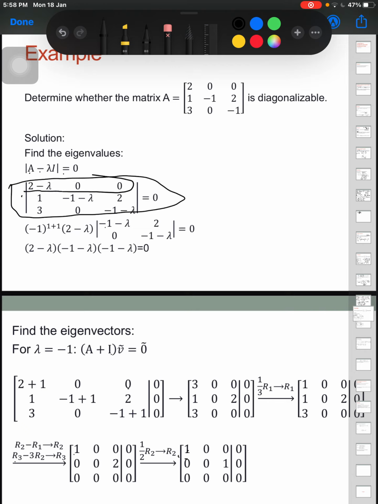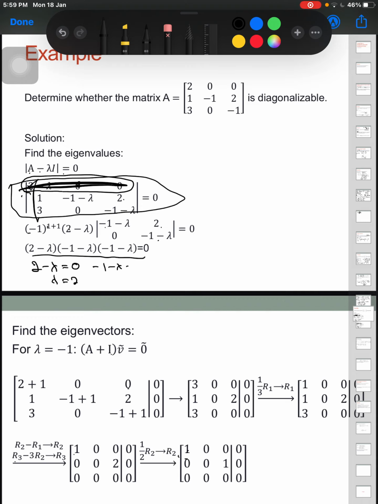Okay, so I'm using cofactor expansion along the first row. So negative 1 power of 1 plus 1, 2 minus lambda, determinant of negative 1 minus lambda, 2, 0, negative 1 minus lambda. The next one is 0 and 0, so no need to calculate. Okay, so then we have this equation. So from this equation we have 2 minus lambda equal to 0, so lambda equal to 2.